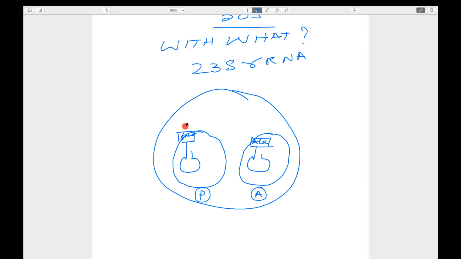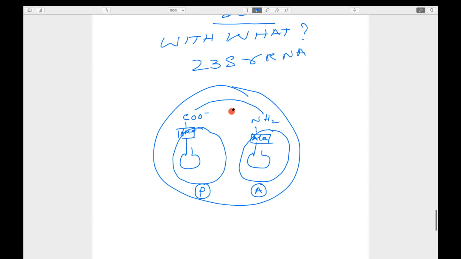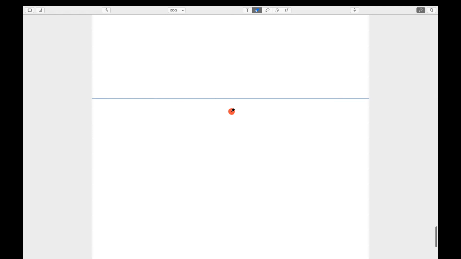So what happens? This is the formyl methionine transfer RNA, and here it is NH2, and a peptide bond formation has taken place. As you know, a peptide bond is a bond between the carboxyl group and the amino group. Protein synthesis takes place from the amino terminal to the carboxyl terminal.